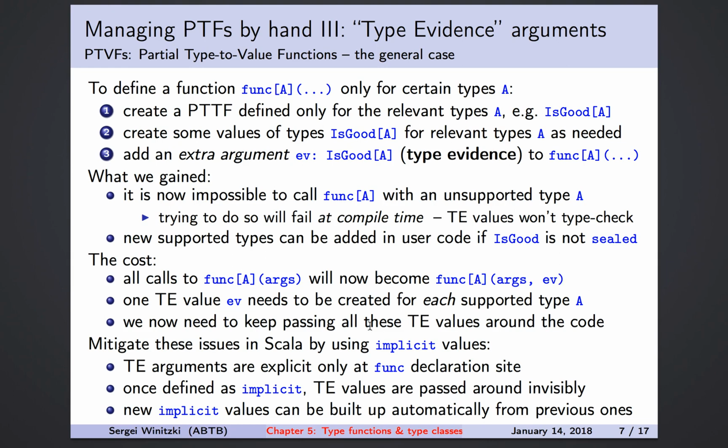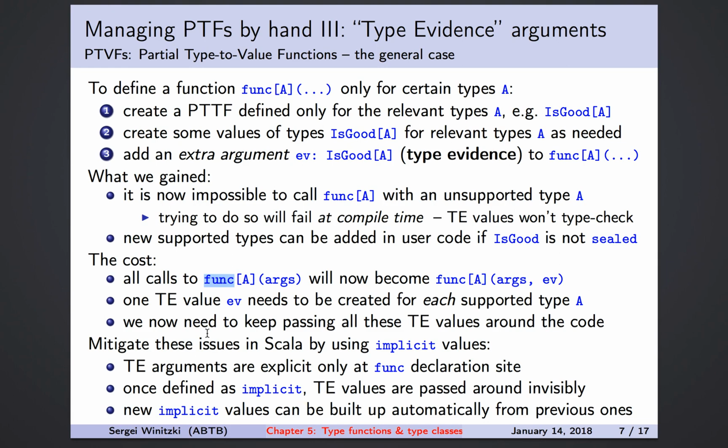In Scala, these issues can be mitigated. And the mechanism for mitigating these issues is by using implicit values, which we will look at very soon when we look at specific code. The result of using implicit values is that type evidence arguments are only explicitly mentioned at the declaration side of the function func. And when you call it, you don't write them. Also, you don't have to pass them around.